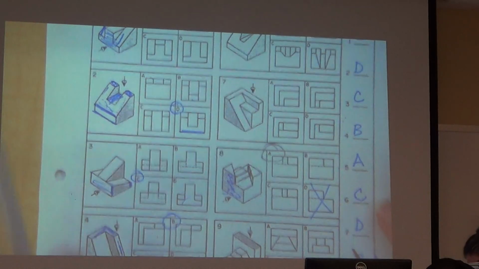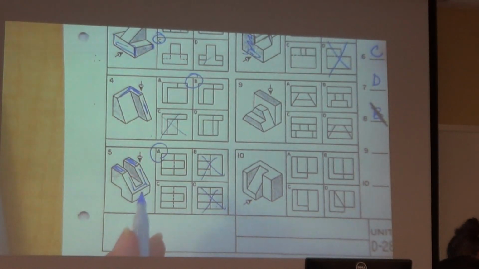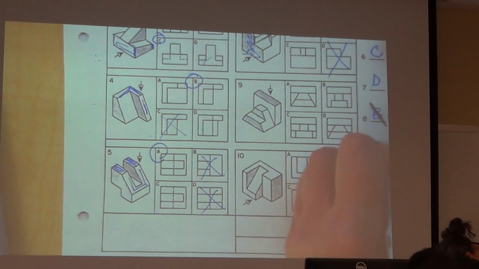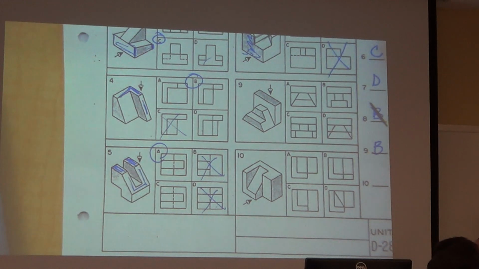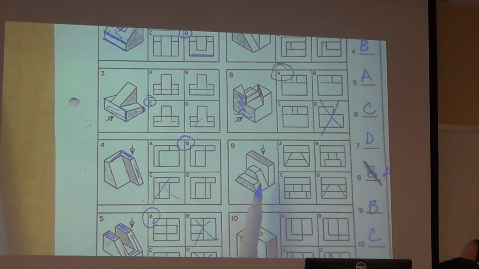Okay, how about 9? B. I heard E, but I don't think anybody said E. B? Everybody agree? B? Okay, how about 10? C? Everybody good? Yeah. Okay, so you got 8, right? You're okay with 8 now? You can use your parallel rule and figure that out.